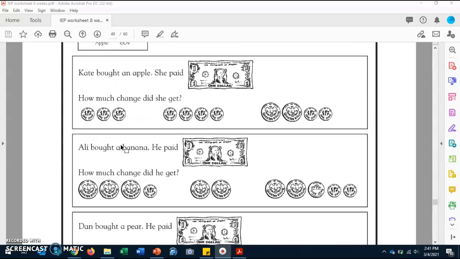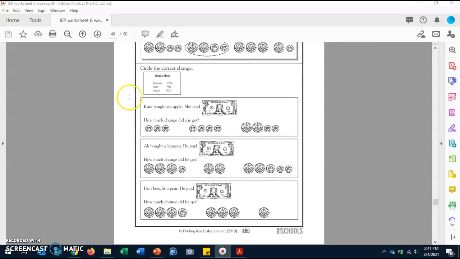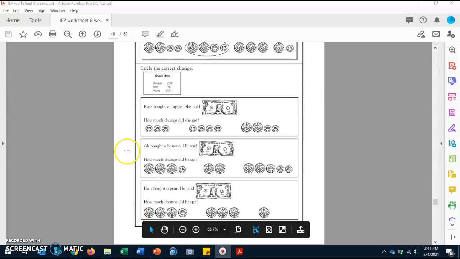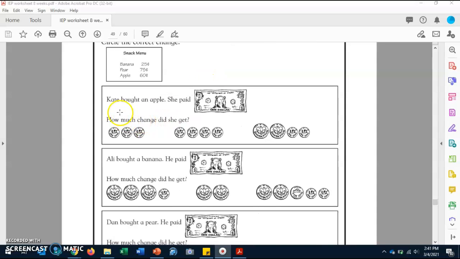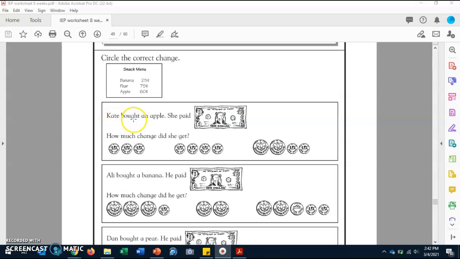So up here we have a snack menu, and we are going to use this snack menu to answer the following questions. It says circle the correct change. So it's number 1. Let's follow along. Kate bought an apple. She paid $1. How much change did she get?